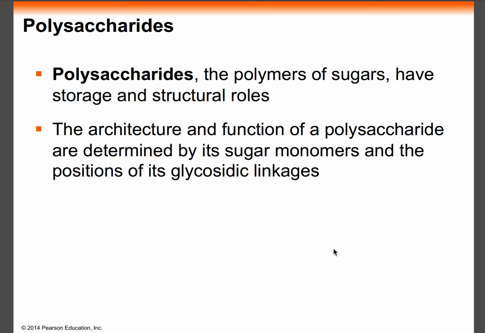The architecture and function of a polysaccharide is determined by each one of its sugar monomers and the positions of those linkages. So there's all kinds of sugars, guys. There's maltose, that's malt sugar. There's sucrose, of course, that's table sugar. Galactose, glucose, fructose. Lactose, that's milk sugar.